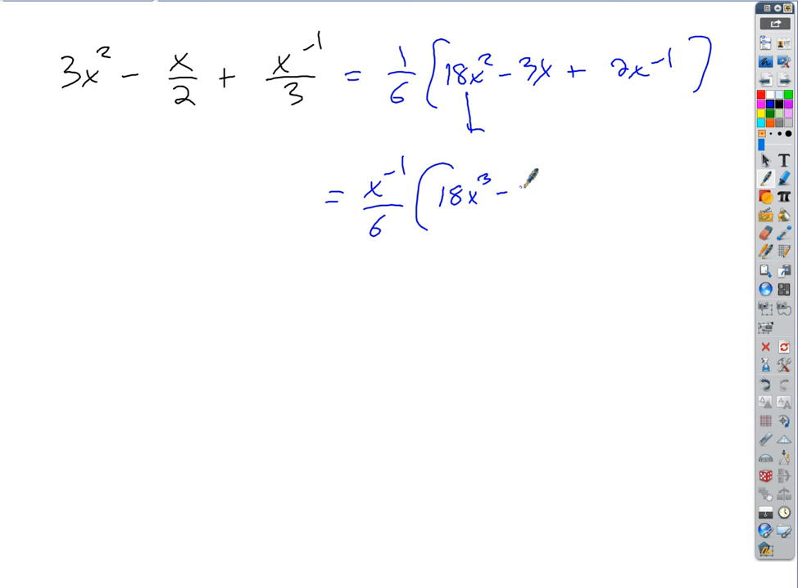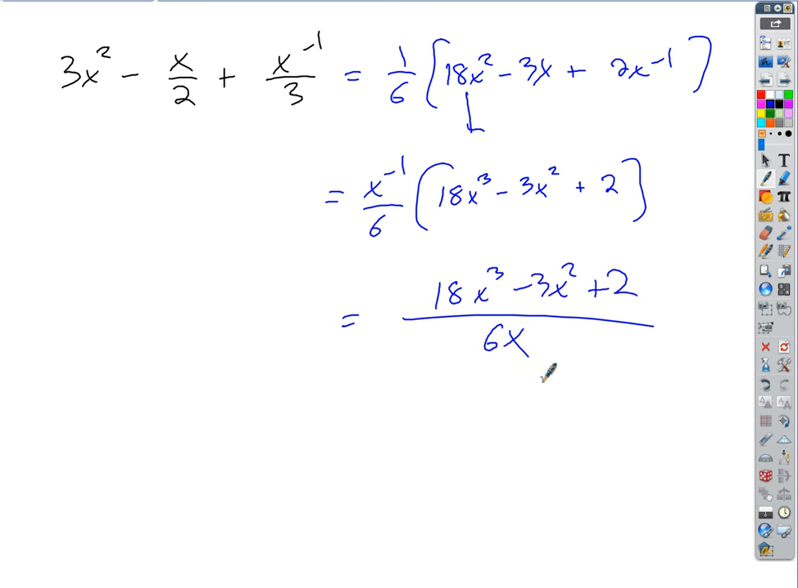Cubed, good. Minus 3x squared, good. Okay, and then that x to the -1, where would that go? On the bottom. So if we write this as one big rational function, then I've got on the top 18x cubed minus 3x squared plus 2 divided by 6x. Okay? That's better. Can we factor the top?